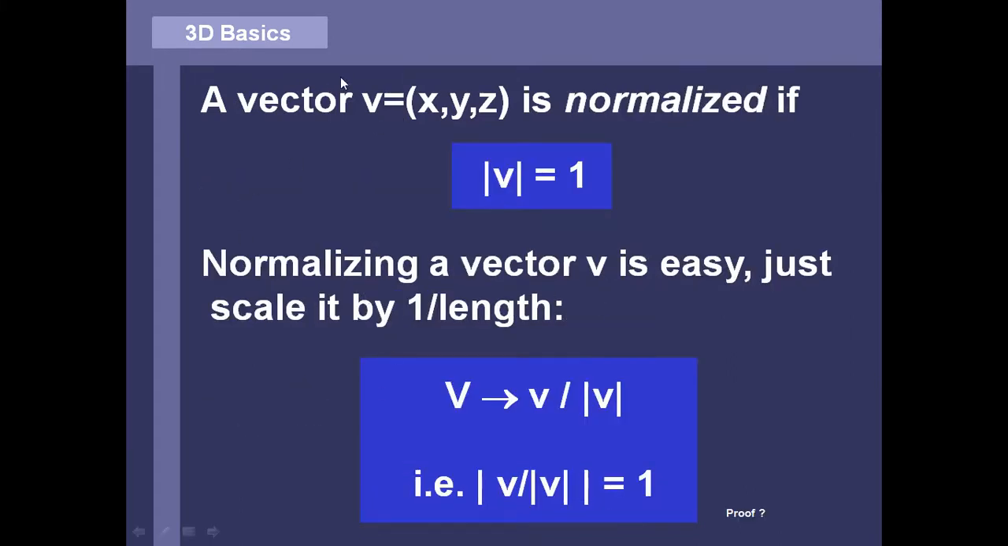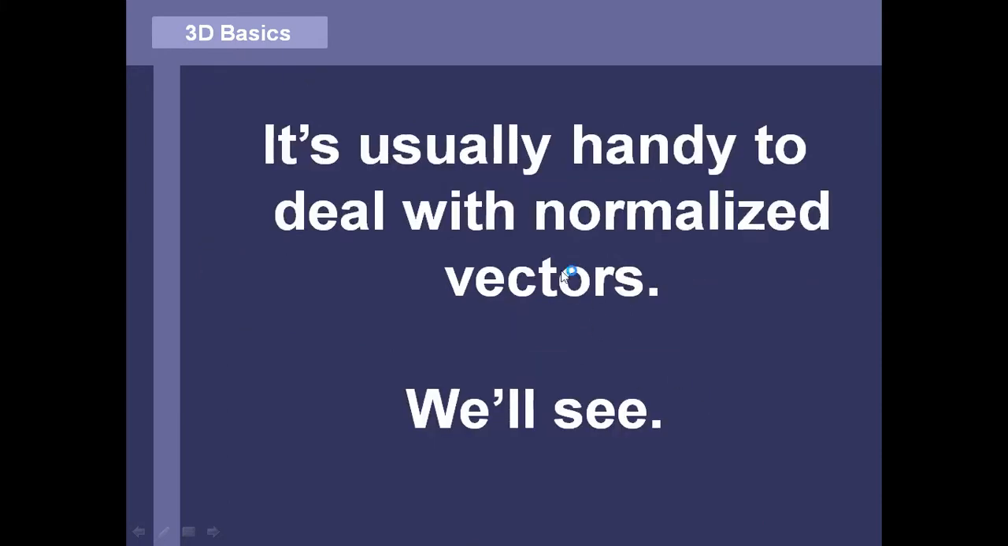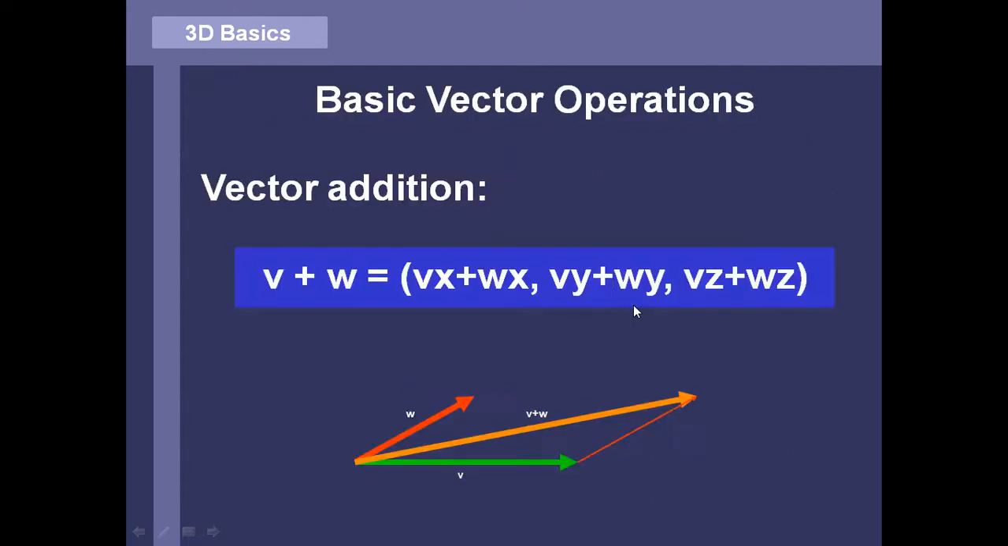Then this vector v equal to x, y, z is said to be normalized if the magnitude of v is 1. So normalizing is quite easy, you just have to scale it by 1 by length. So v by mod v will have length 1. It's usually handy to deal with normalized vectors. We're going to see this.